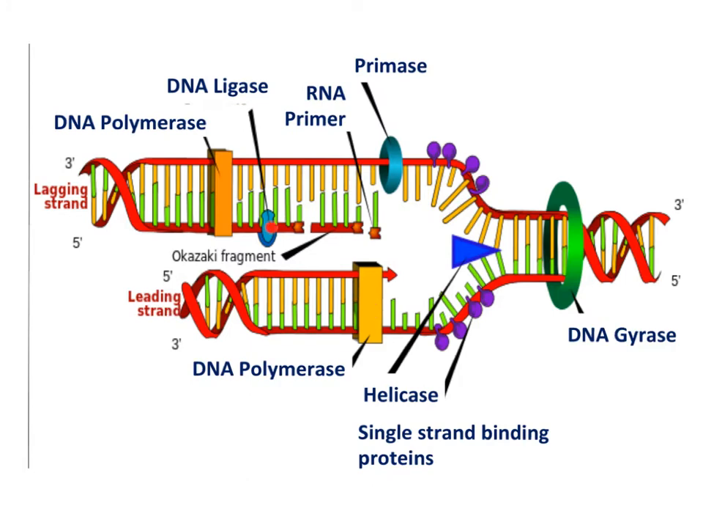We can see ligase building a covalent bond between Okazaki fragments. The single-strand binding proteins hold the strands of DNA open, allowing the enzymes access to the DNA. Now, the only remaining enzyme to introduce to you is DNA polymerase I, which removes the RNA primers and replaces those RNA primers with DNA.